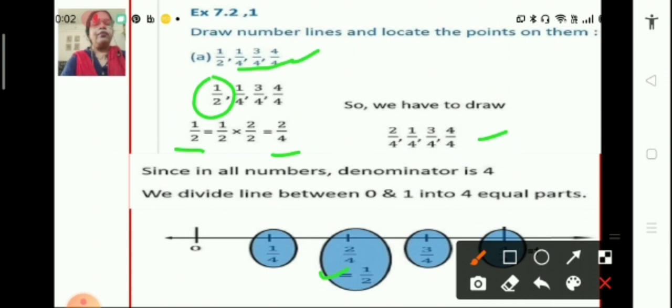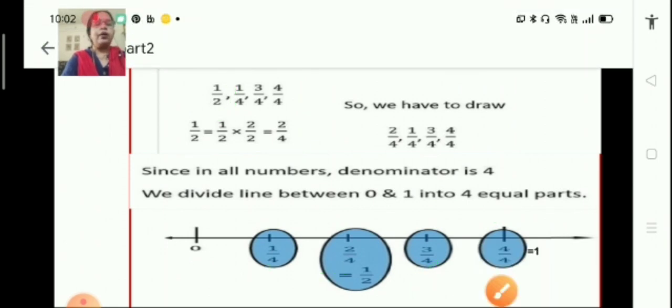So here we have the number line between 0 and 1 divided into 4 equal parts. The first mark will be 1/4, the second mark is 2/4 or half, the third is 3/4 and the next one is 4/4 or 1.